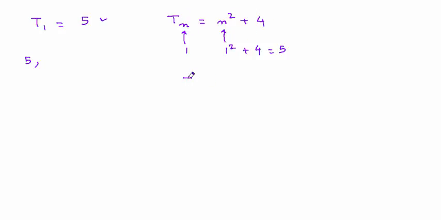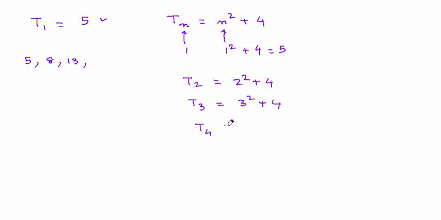Now how about T2? T2 is nothing but plug in 2 in place of n in this formula. So it becomes 2 squared plus 4. 2 squared is 4. 4 plus 4 is 8. So the second term is 8. How about T3? T3 is 3 squared plus 4. That's n squared plus 4, n is 3. So 3 squared is 9. 9 plus 4 is 13. So the third term is 13.